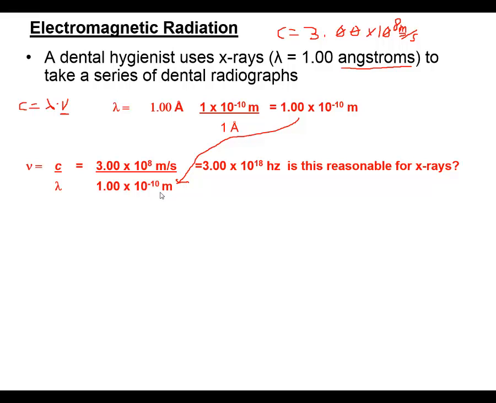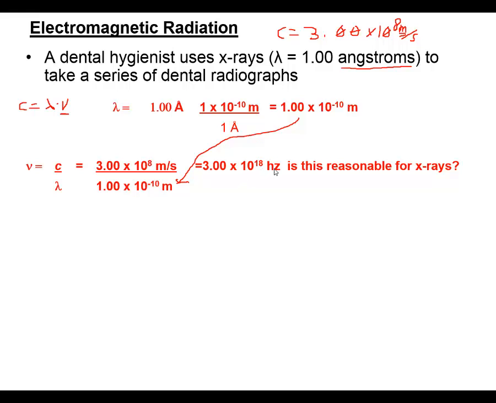Now, if I had forgotten to convert this to meters, as long as I write my units down, I could see that angstroms would not cancel with meters. It would have reminded me to do this first step. It's when you don't write your units that you forget to have those reminders that can help you solve for these problems. So we predict that the frequency of the X-rays they used to take the X-ray of your teeth was 3.00 times 10 to the 18th hertz.